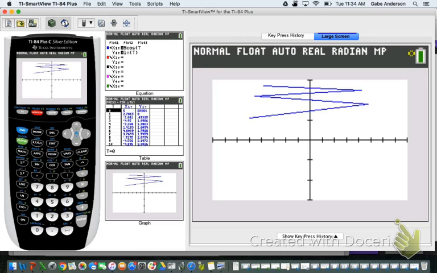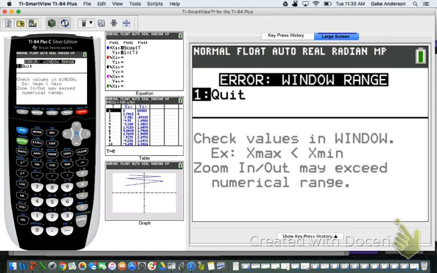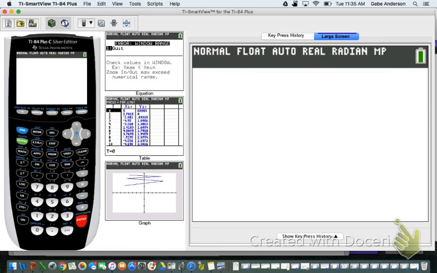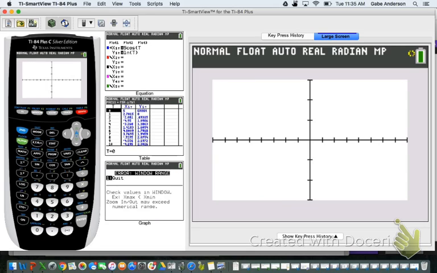By the same token, if we did what was suggested, made our t-step super tiny, like a whole bunch of zeros and a 1, this is going to be a much better graph. But look, too small of a t-step, right? It wouldn't even take it. So let's go, what do you guys do, like 0.001? Something like that? Should take that.